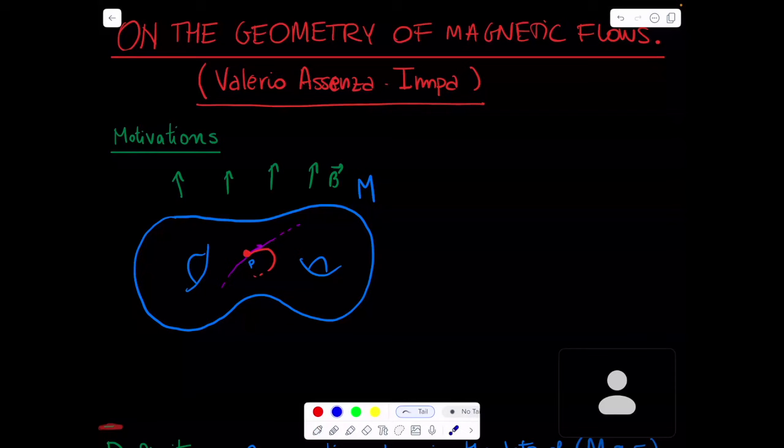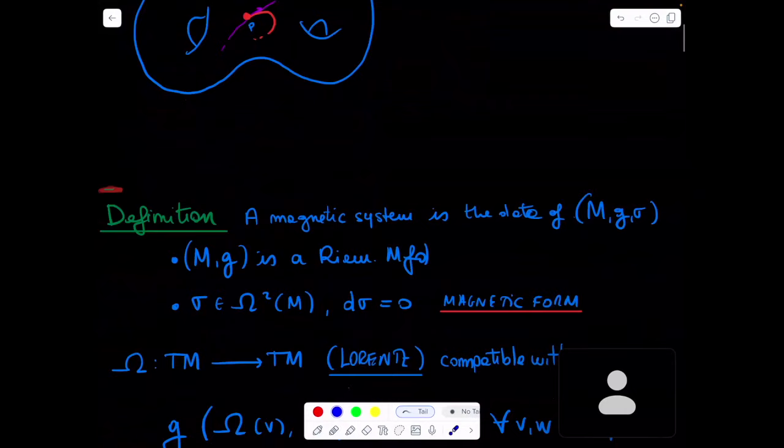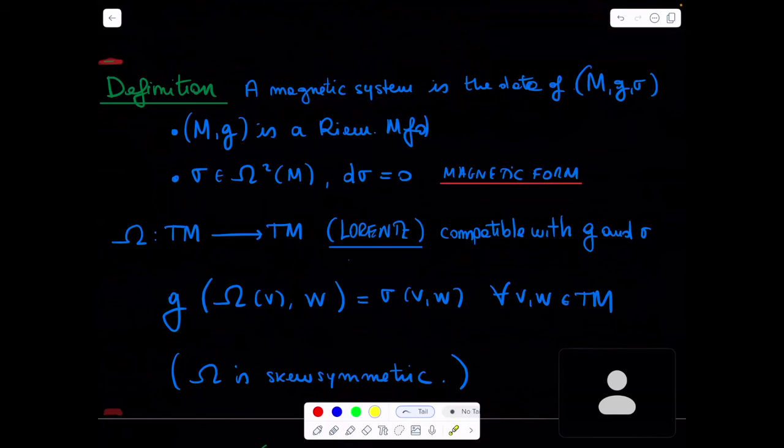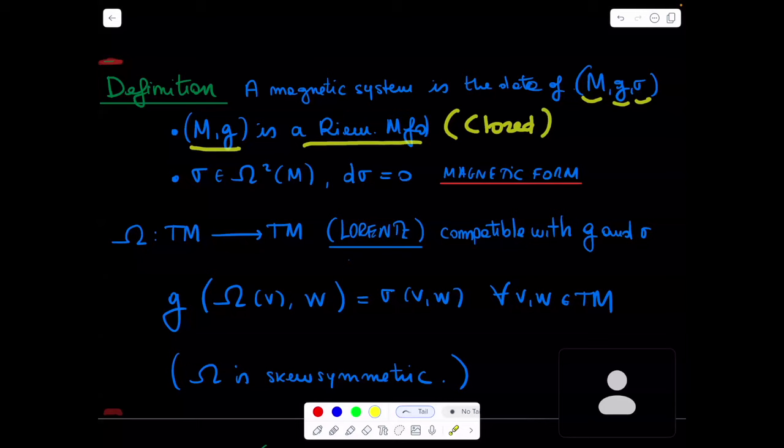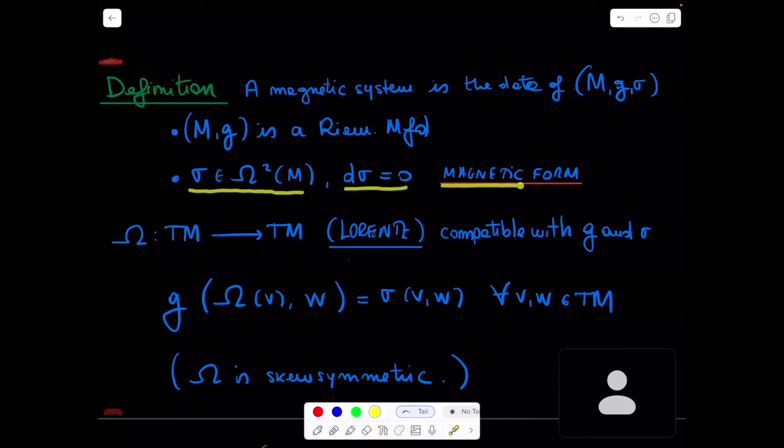And the mathematical definition is the following. So a magnetic system is the data of M, G, and sigma, where M, G is a Riemannian manifold, and for our purpose, it's closed. And sigma is a two-form, which is closed, and it's also called the magnetic form. So the closedness of sigma emphasizes also the fact that magnetic forces are divergence free. And then related with the metric G and the two-form sigma, we have a bundle operator, omega, which is also the Lorentz operator, which generalizes the Lorentz force in this setting.